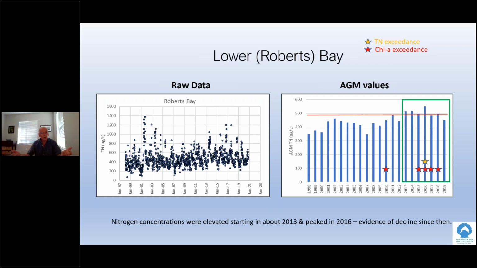So all of those would be 1s. That's worse than the worst year. So we have a lot more nitrogen that shows up. And we also see that 4 of those 7 years we exceed our chlorophyll criteria, which suggests our chlorophyll criteria is problematic.